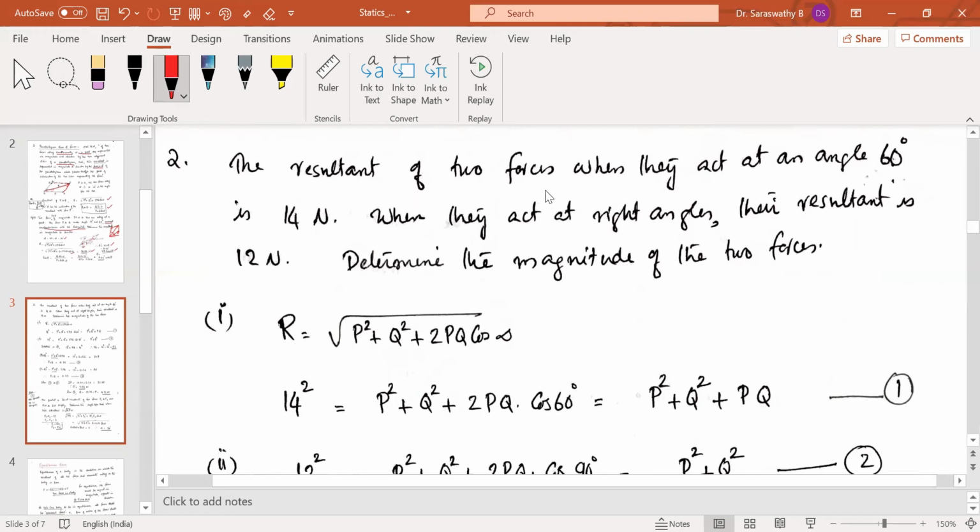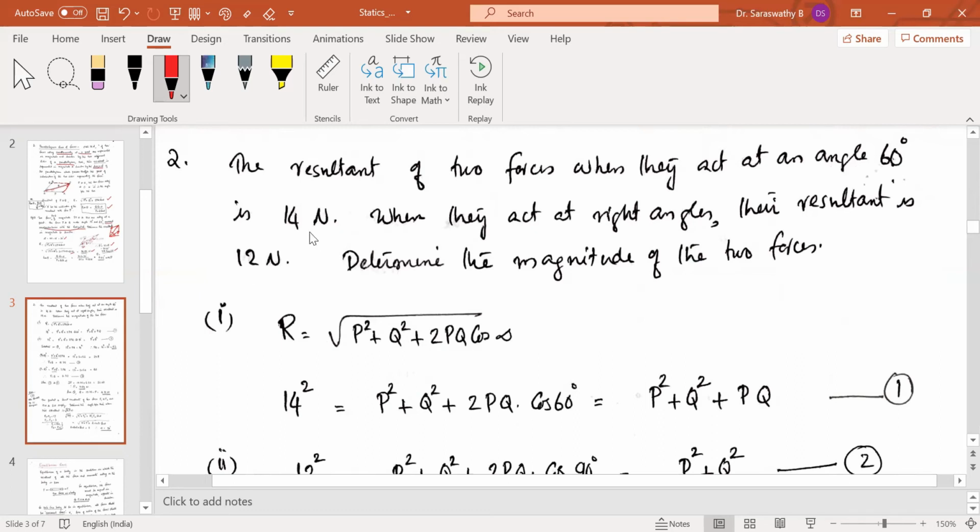The resultant of two forces when they act at an angle of 60 degrees is 14 Newton. When they act at right angles, the resultant is 12 Newton. Determine the magnitude of the two forces. So here we have the resultant corresponding to two different cases. We know the parallelogram law of forces, R is equal to root of P squared plus Q squared plus 2PQ cos alpha. Squaring both sides, we get R squared is equal to P squared plus Q squared plus 2PQ cos alpha.